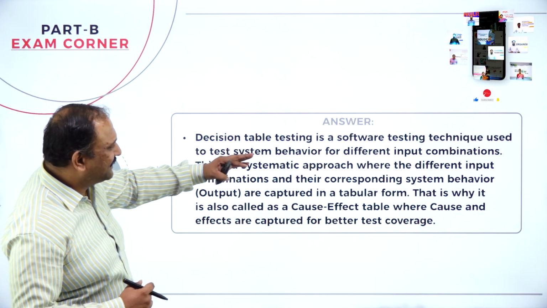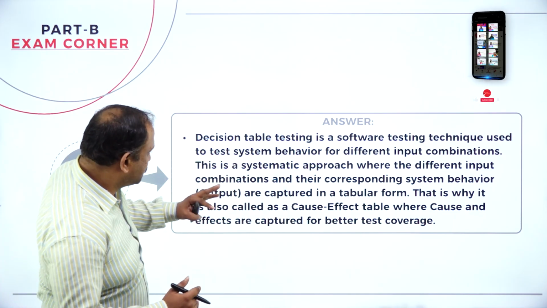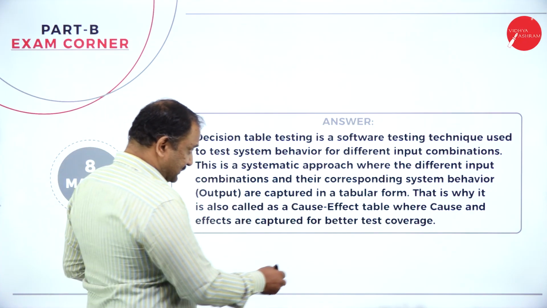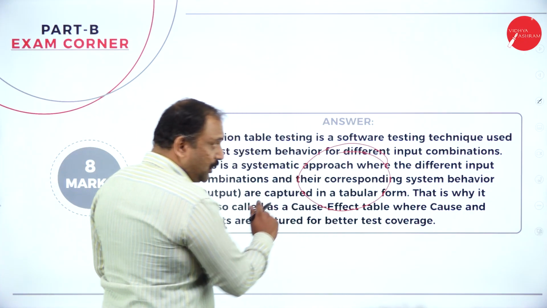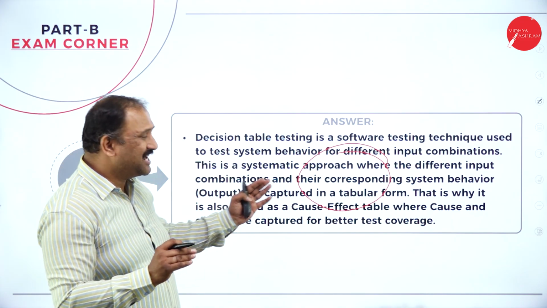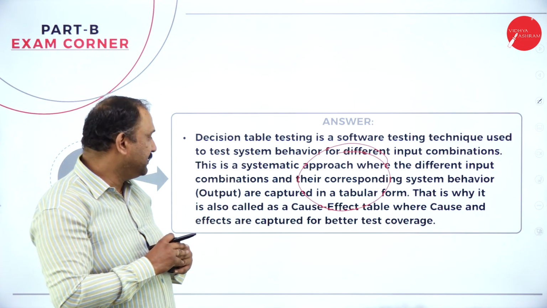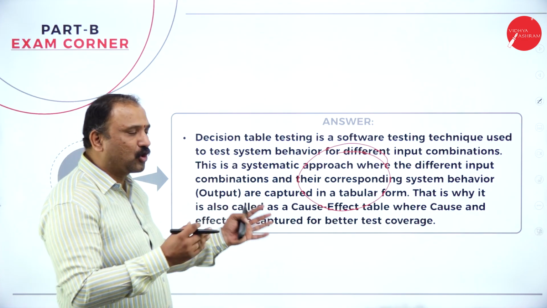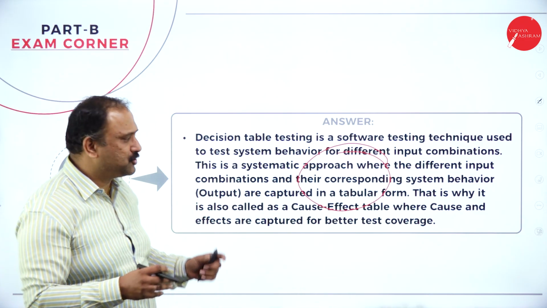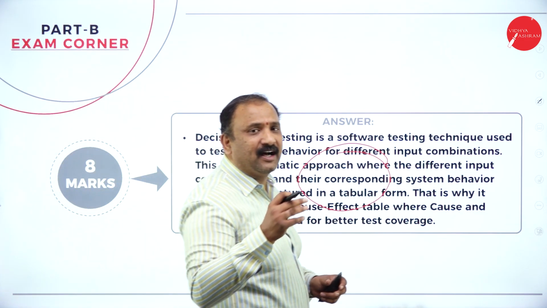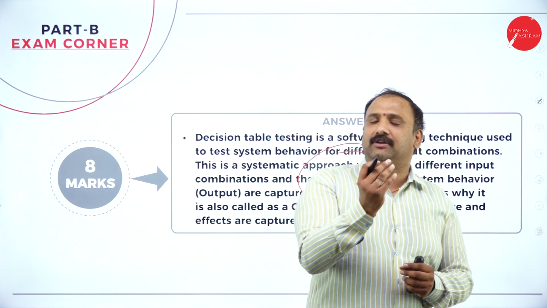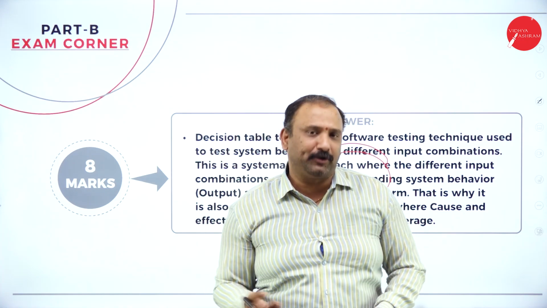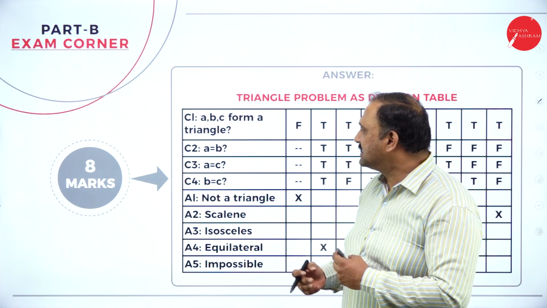A decision table testing is a software technique that is used to test the system behavior for different input combinations. This is a systematic approach where the different input combinations and their corresponding system behavior are going to be captured in a tabular format. That's why you call it cause and effect factor altogether. So basically, when you're talking about a decision table, you're going to look into the factors called the cause and effect relationship, and based on this you're going to construct the decision table. Let's have a look into it.